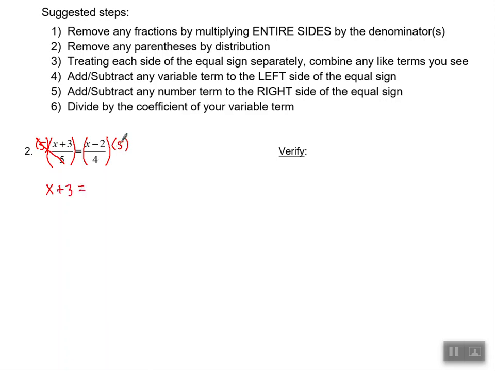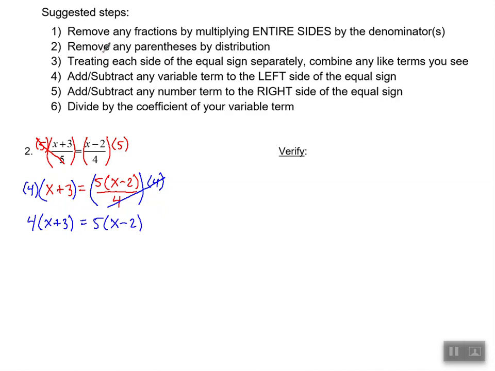Nothing cancels out here, so I'm just going to put the 5 and the x minus 2 in parentheses, and it's all going to be divided by 4. I still have to do step 1 one more time because the 4 is still there. I need to get rid of this 4. So parentheses around the entire left side, parentheses around the entire right side. Let's multiply this side by 4. Let's multiply this side by 4 so that that 4 can now cancel away. I've got 4 times my x plus 3, and that equals my 5 times the x minus 2. Great. 2 steps and my fractions are now gone.